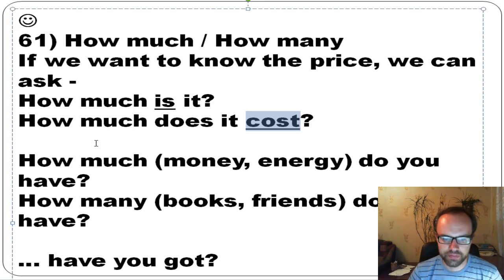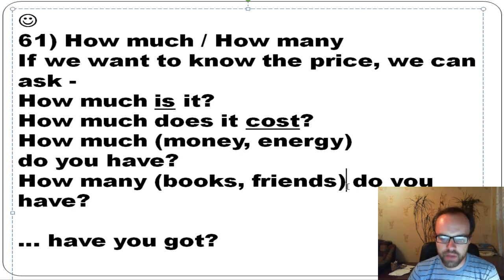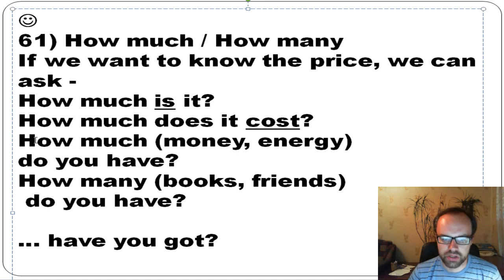Well, very good. And we use how much and how many with nouns. So you know that we use how much with uncountable. Look, how much money do you have? How much energy do you have? And we use how many with countable. How many books do you have? How many friends do you have? Or you can also use have you got. Look, how much money have you got?